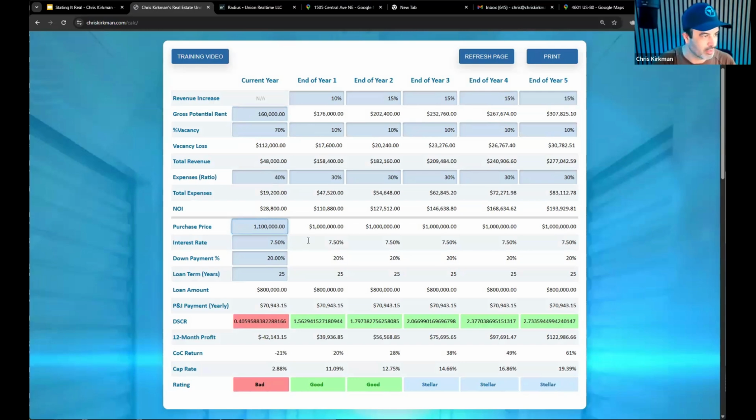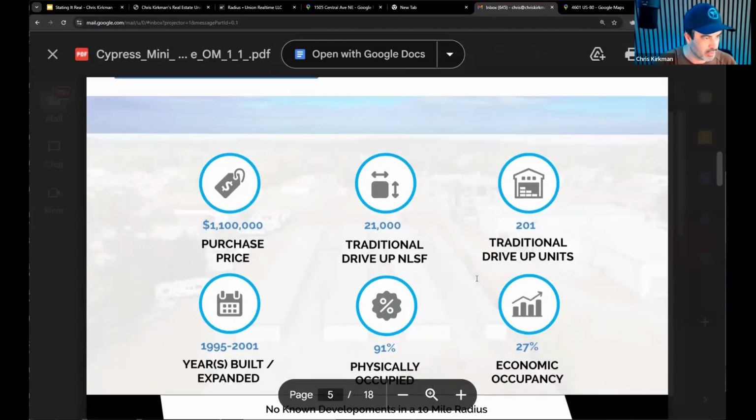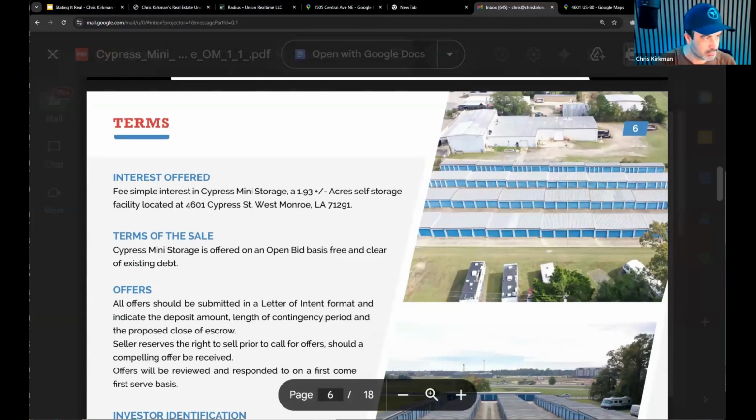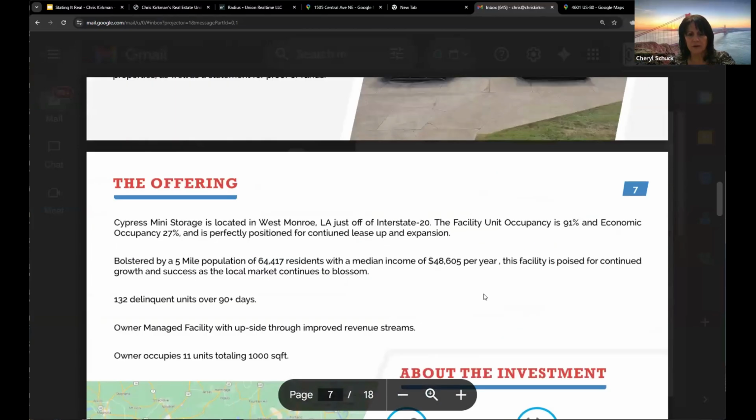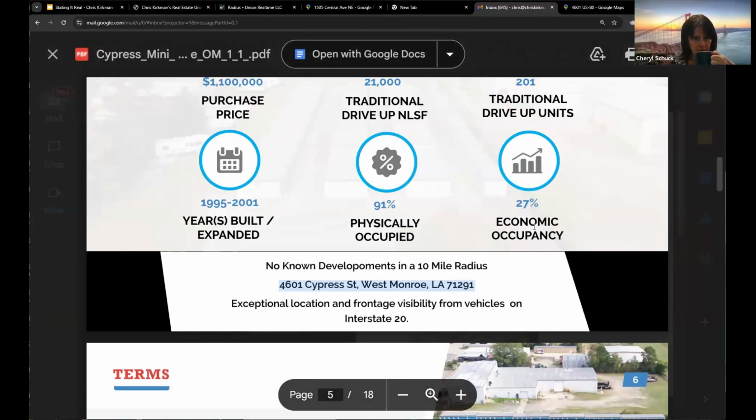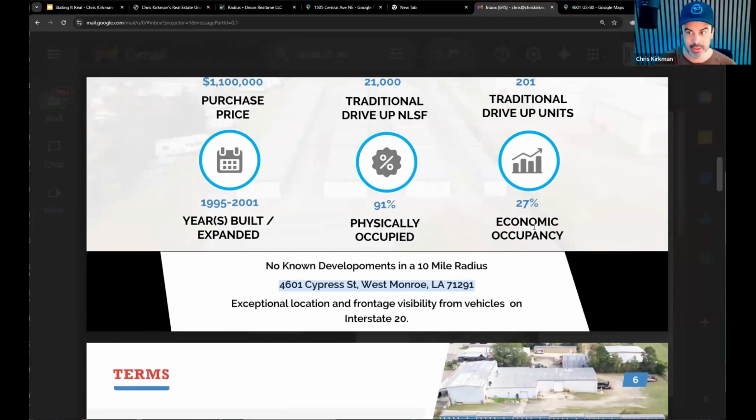Purchase price we know is 1.1. So what we're going to do is go back over here and see how much rent this thing's pulling in. Chris, it said 91% occupied, 27% economic. Yeah, that means people are not paying. So if they're not paying, it doesn't matter if they're in there or not. So we're going to have to do some cleanup.